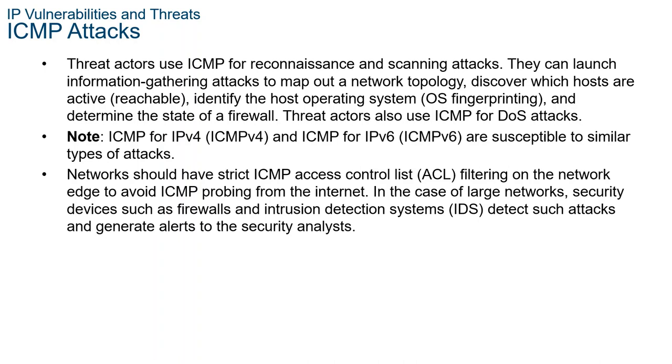Take note that ICMP for IPv4, or ICMPv4, and ICMP for IPv6, known as ICMPv6, are susceptible to similar types of attack. Networks should have strict ICMP access control list, or ACL, filtering on the network edge to avoid ICMP probing from the internet. Security analysts should be able to detect ICMP-related attacks by looking at captured traffic and log files. In the case of a large network, security devices such as a firewall and intrusion detection systems, or IDS, detect such attacks and generate alerts to the security analysts.